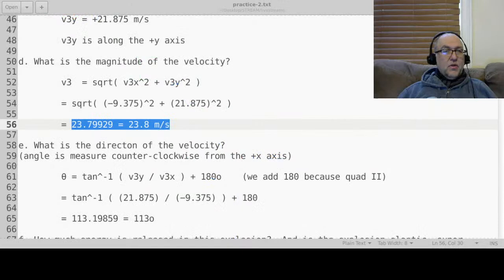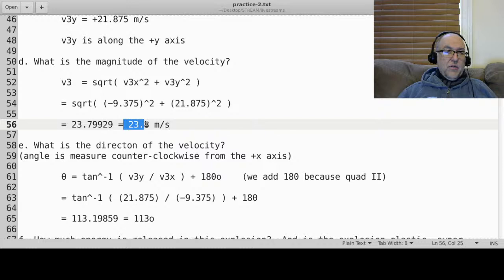By the way, a simple check here: that number has to be bigger than either of these two numbers. So 23.8 is bigger than the 21.8, and it's obviously bigger than the 9.37. The sign doesn't matter because you're squaring things, so this thing will be bigger than the absolute value of either of those two numbers. So there we go.